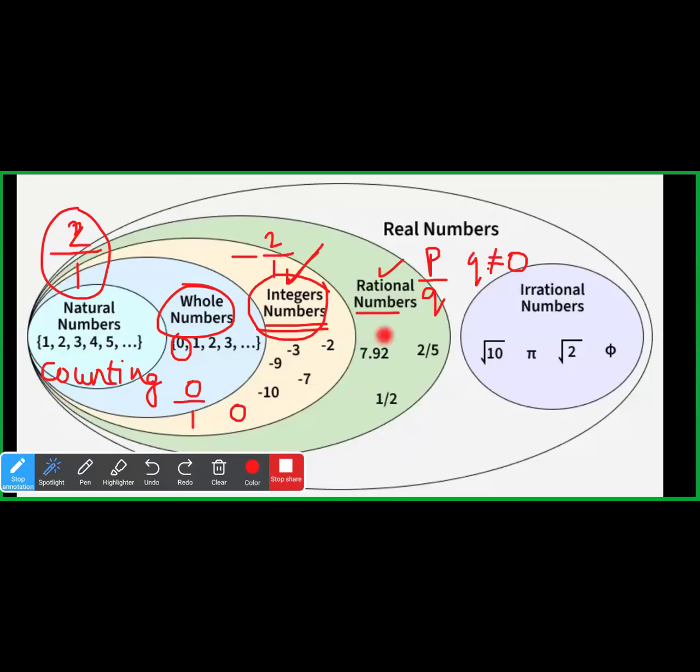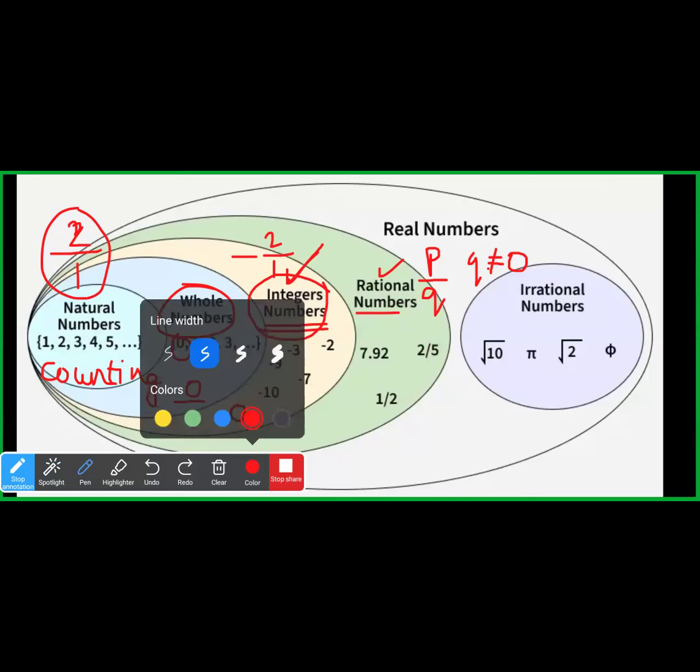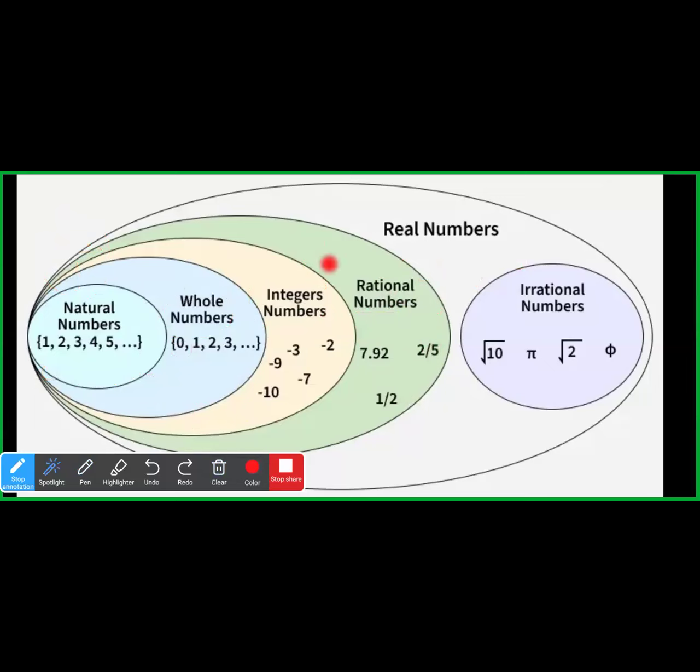So rational numbers include natural numbers, whole numbers, and integers along with decimal numbers. Okay, please note one thing: not all decimal numbers are rational numbers. So what kind of decimal numbers do we need here? We need the terminating decimal numbers. Terminating decimal numbers means where you get the remainder 0 when you divide, and recurring decimal numbers are also included in rational numbers. We will discuss more about terminating and recurring decimal numbers in our next video.